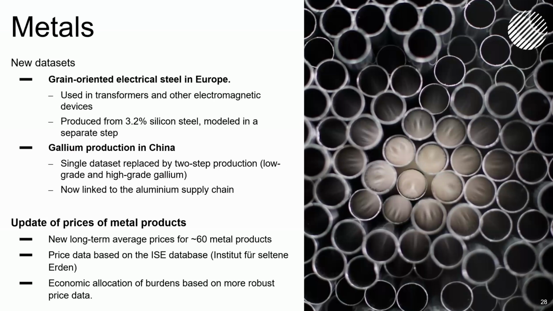The last update I want to mention for the metal sector concerns prices, which have been updated for around 60 metal products. The price data comes from the ISC database. The change in prices has caused shifts in the allocation of burdens in datasets that produce at least one of these metal products and in which economic allocation is applied. So this shift in burdens is happening in all attributional system models, since these system models apply economic allocation. So this is something to keep in mind as it affects the scores for supply chains where metal products are used.